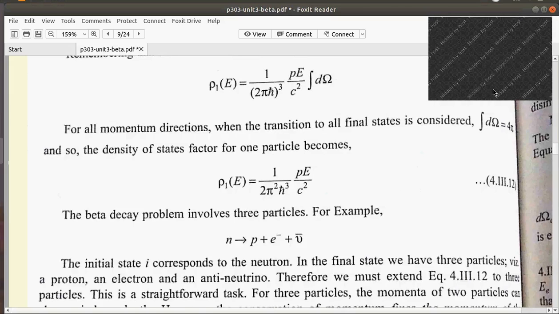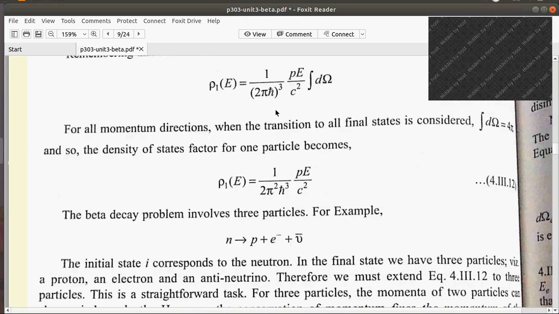Now we'll go further. When you are considering the integral of d omega over all space, in all directions, so for all momentum directions, when the transition to all final states is considered, the integral of d omega is equal to 4 pi. When you are considering all dimensions, generally the integral of d omega is equal to 4 pi. So the density of states can be written simply as, instead of the integral d omega, you can write 4 pi. So substitute the value of 4 pi.